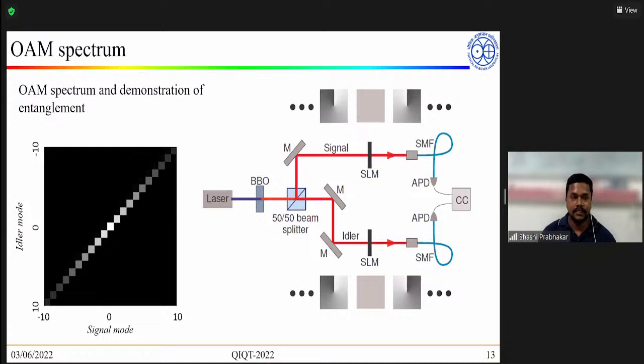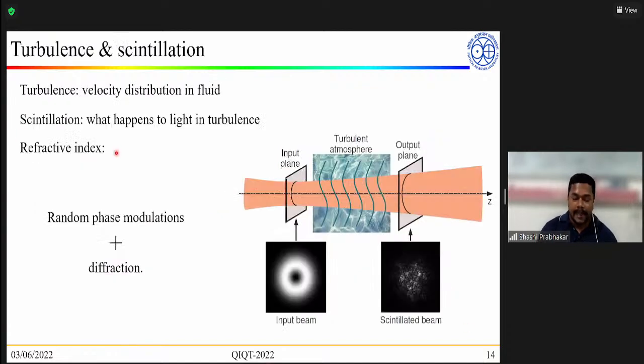turbulence and scintillation. As we are going to study turbulence, a brief introduction: here I have shown that whatever mode we give, if this is the turbulent medium, the output will be distorted. So we realize that if this is our mode that we give to this turbulent medium, the output mode, depending upon the turbulence strength, how much turbulence is actually affecting the mode, accordingly we can get how much scintillated mode we actually observe on the other side.